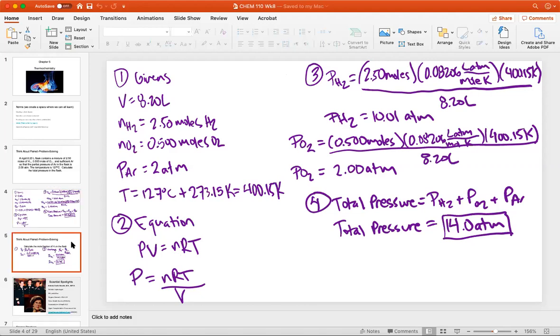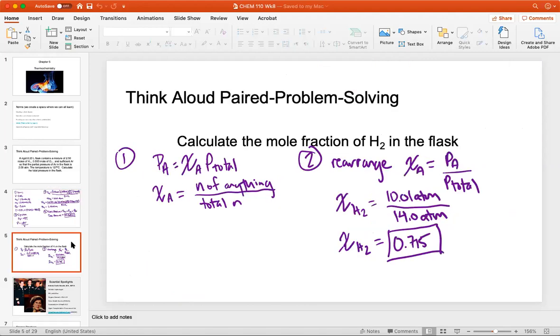Let's think about this next question. You were asked to calculate the mole fraction of hydrogen in the flask. We have an equation for our pressure and mole fraction. The partial pressure of anything is equal to the mole fraction of anything times the total pressure. And our mole fraction in this case is the number of moles of anything over the total number of moles.